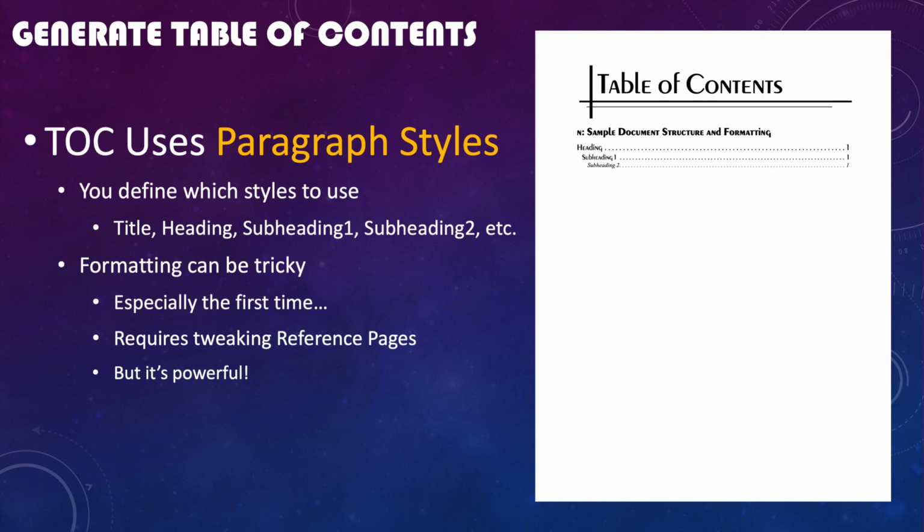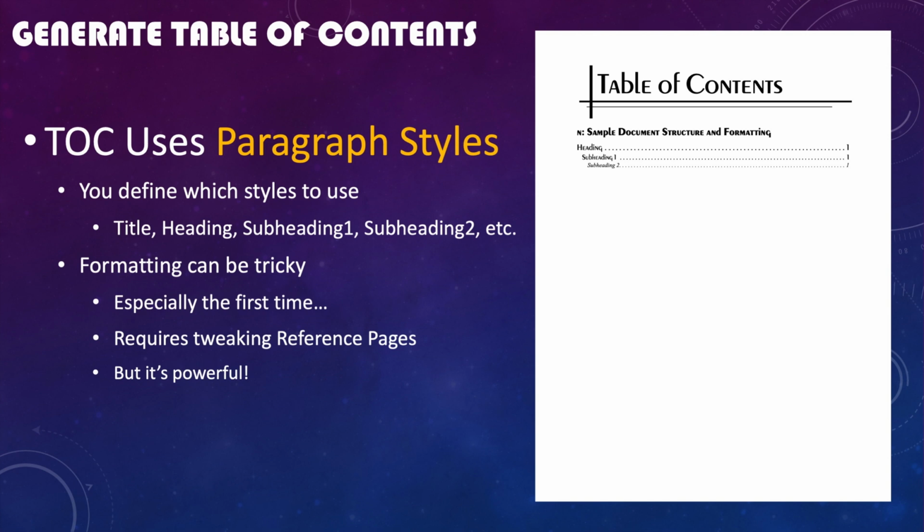So you're going to create styles that will be in your chapters or chapter N. And then when you create the table of contents, you're going to say, well, I want heading and I want the title, subheading 1, subheading 2, however deep you want your table of contents to go. And like I say, formatting can be tricky, especially the first time. It requires tweaking reference pages.